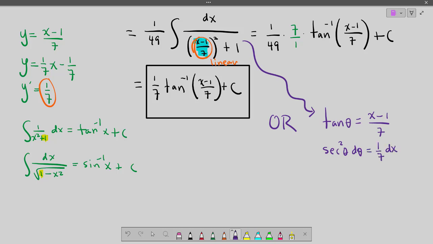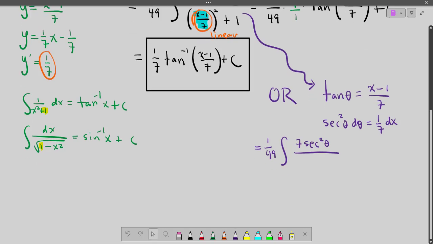So you could take your derivative right here, and this would then become 1 over 49. dx would be replaced with 7 secant squared of theta times d theta. I'll put the d theta to the right. And then the denominator becomes tan squared plus 1.